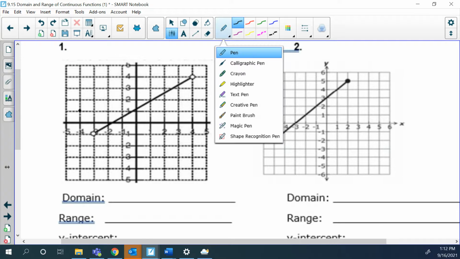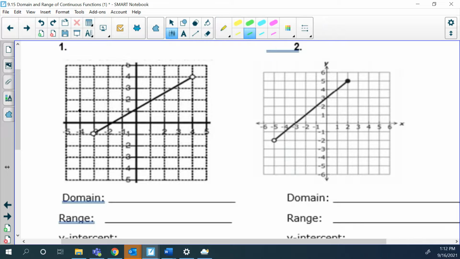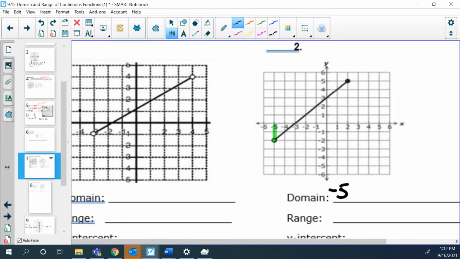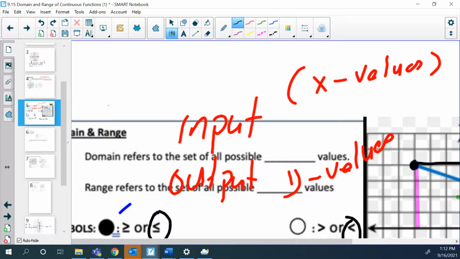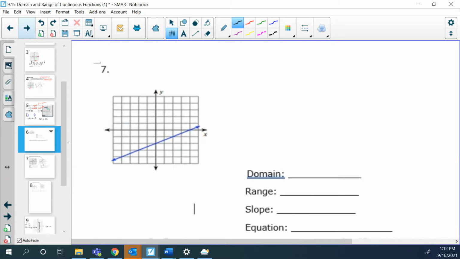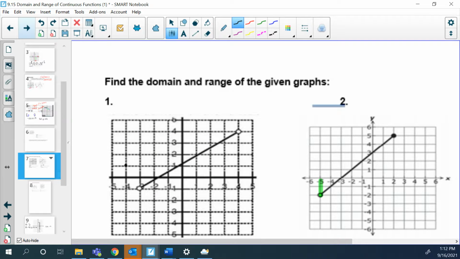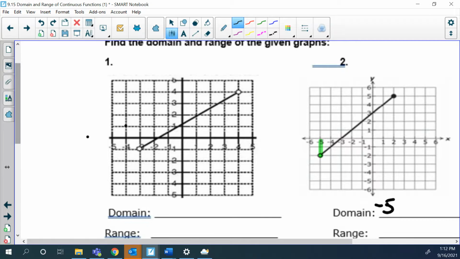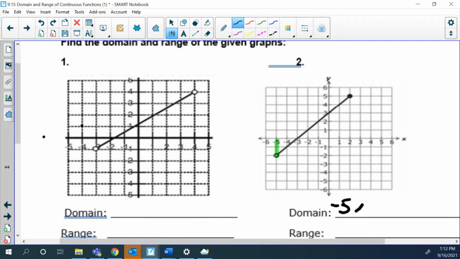So remember, for domain, we're going to start on the left side of the graph. And you can see that this is where the graph starts. If I go up, that's going to be -5. So my graph is going to start at -5. But that's an open circle. And remember now, open circle, if you can look at your notes, we're going to use the less than symbol. Open circle, less than. And so for my domain now, I'm going to put the less than right there.